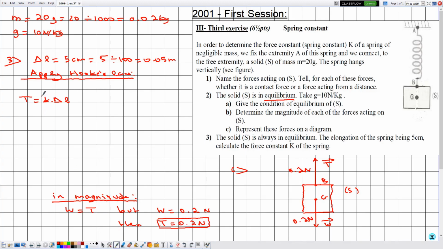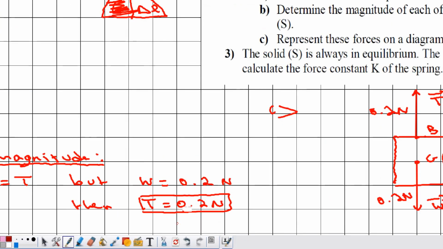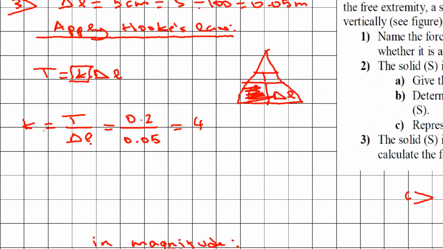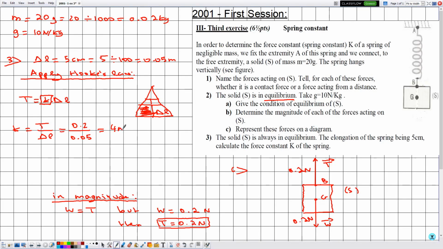Knowing that here we are interested in calculating the value of K, construct the triangle of this formula. Because we have a multiplication, T will be at the top, and K and delta L at the bottom. Putting our hand over K, K will be given by the ratio T divided by delta L. The value of T that we already determined is 0.2, and the value of delta L is 0.05, everything in the SI. Plugging this fraction into the calculator, it gives 4. Since both T and delta L are in the SI, the value of K will be in newtons per meter. Then the stiffness of the spring, or the spring constant, is 4 newtons per meter.